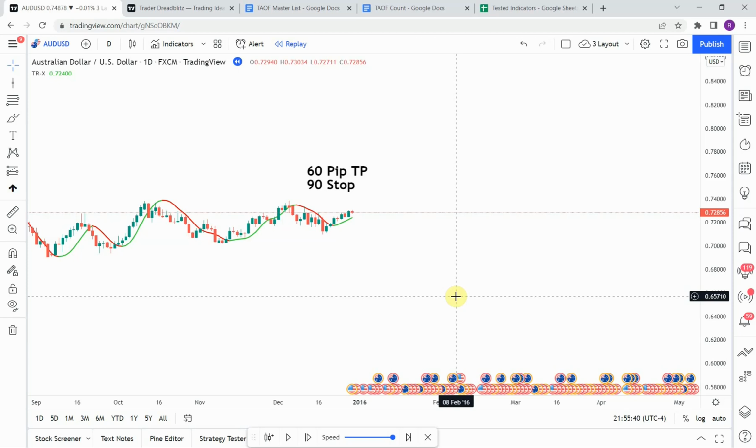Today we will be testing the trend regression X indicator.